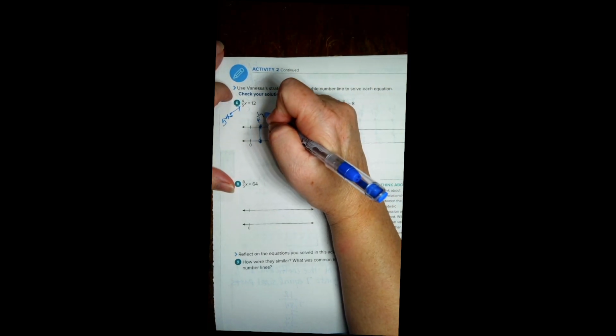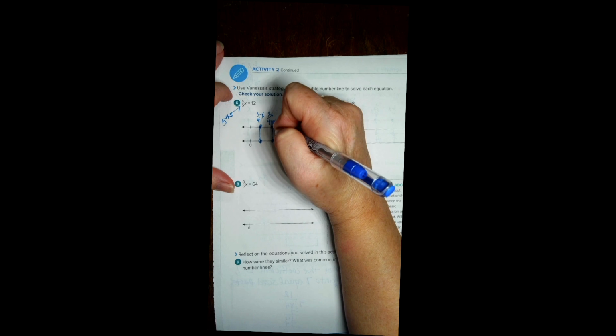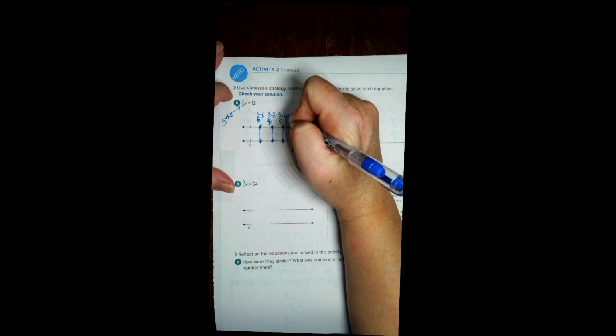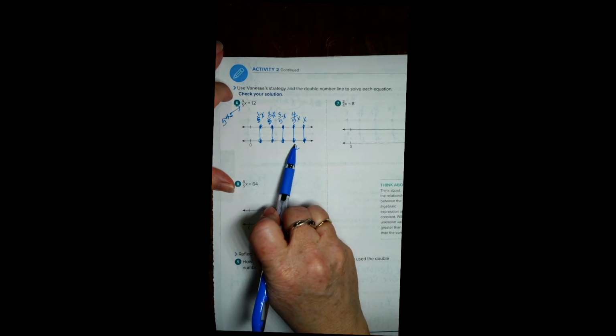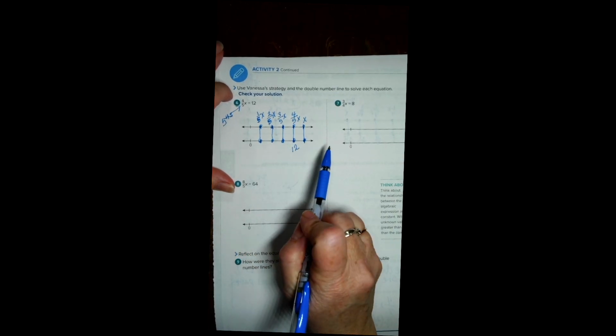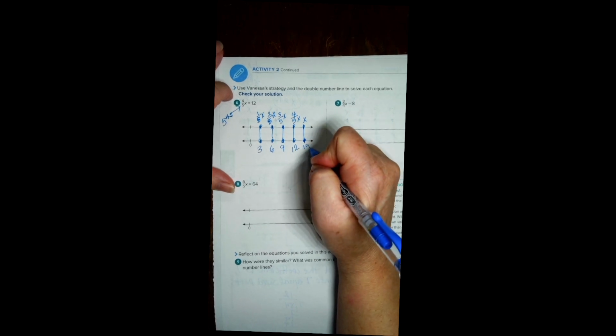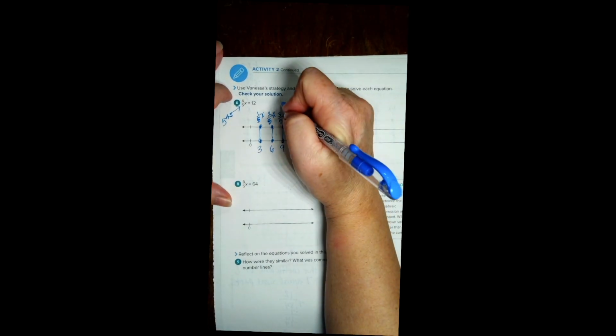Okay, so this is 1/5, 2/5, 3/5, 4/5, 5/5 are just x. Between 0 and 12, we have 1, 2, 3, 4 intervals. So 12 divided by 4 is 3, so it's counting up by 3s. 3, 6, 9, 12, 15. So we get x equals 15 as our solution right here.